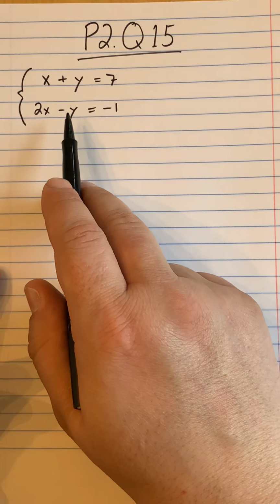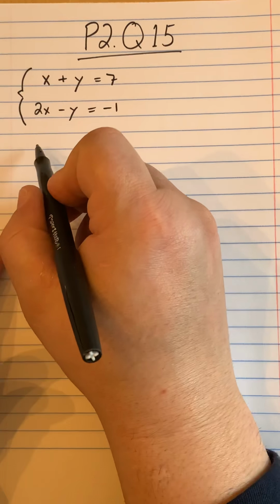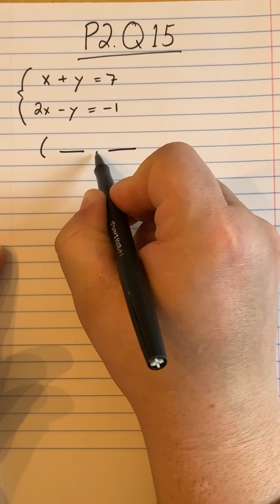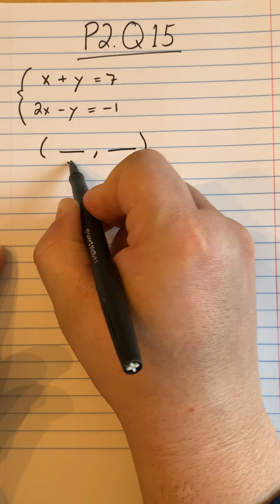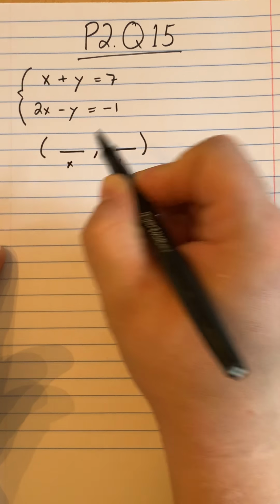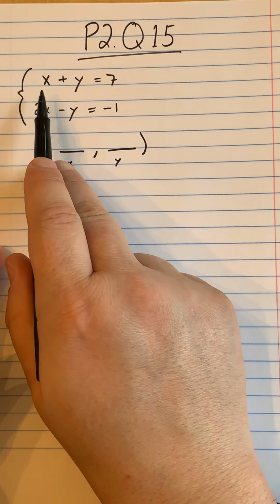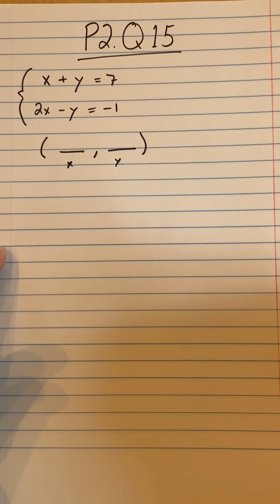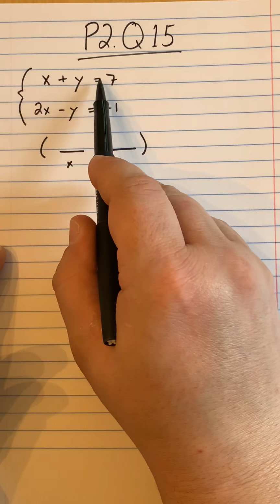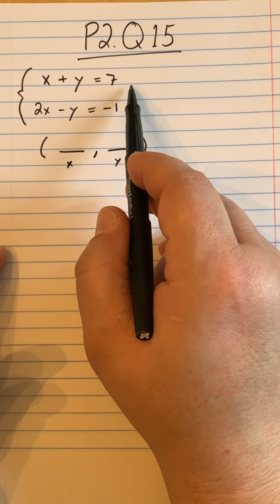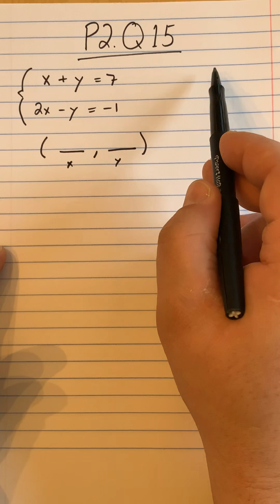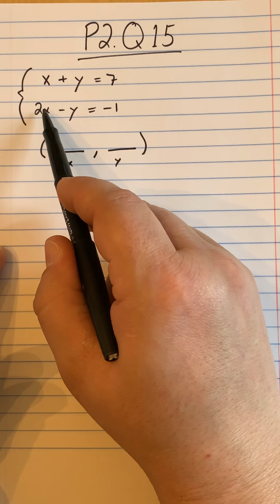So, solving a system of equations means we need to find a coordinate pair. All right, we need an x and we need a y. So we need to know what each of those are. But the problem is both of these equations have an x and a y in them, which means we can't solve them. So what we're going to do is rewrite one of these in terms of x. That means we're going to get x on one side by itself. Once we do that, whatever x equals, we can substitute into the second equation.